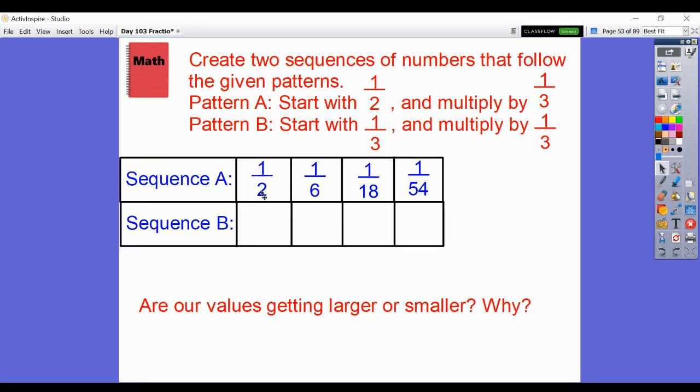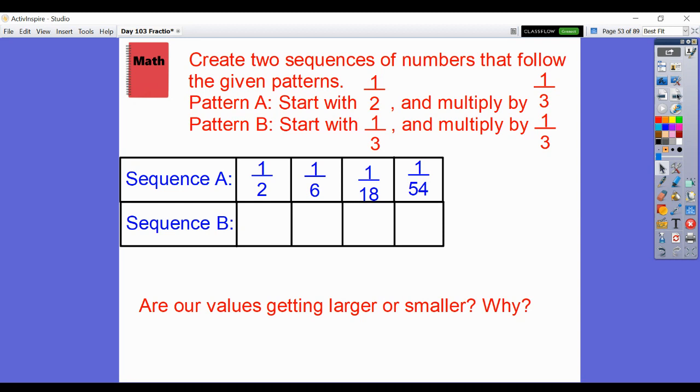One part of 2 is much bigger than one part of 6. One part of 6 is bigger than one part of 18. One part of 18 is bigger than one part of 54. So as we continue down this path, the value of the number keeps getting smaller as we move further to the right. You are right on.